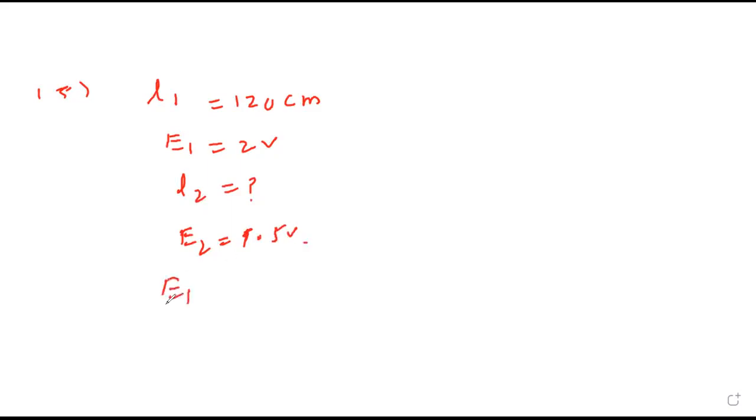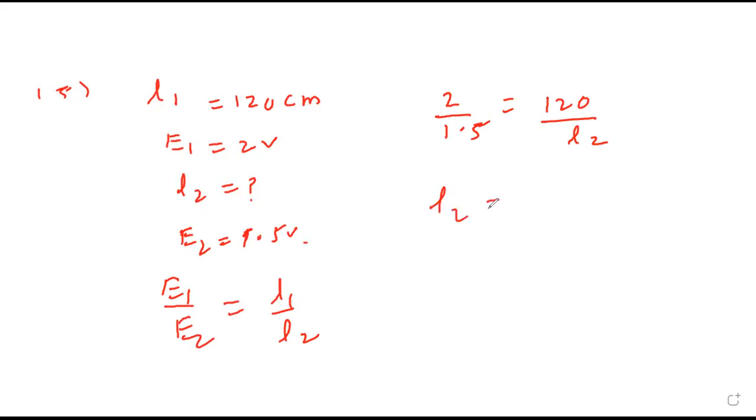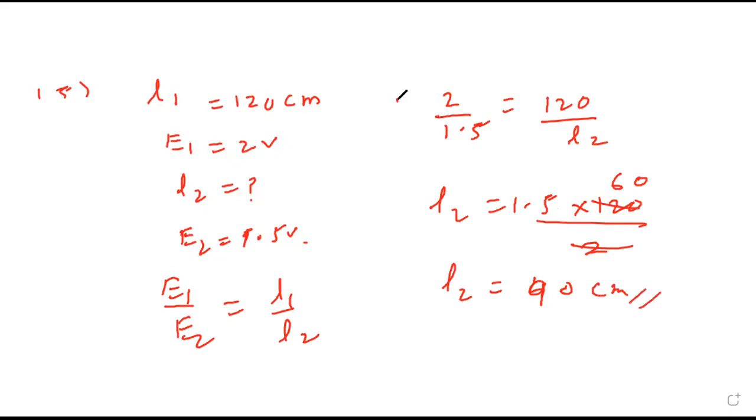So we know for same potentiometer wire, E1 upon E2 is L1 by L2. So 2 upon 1.5 is 120 upon L2. Therefore, L2 is 1.5 into 120 upon 2, 1.5 into 60. L2 equals 15 into 6 is 90 centimeter. Any doubt in the sum? No. Okay, do.